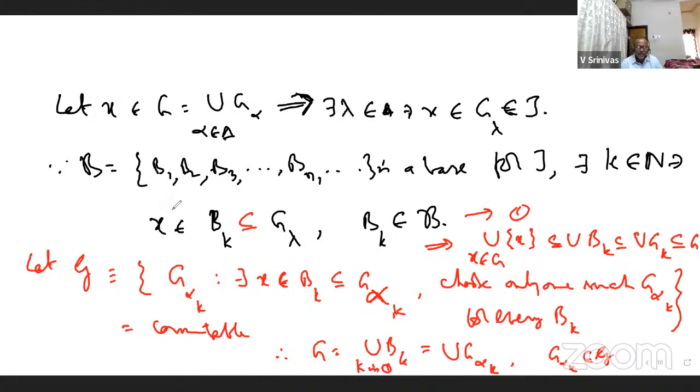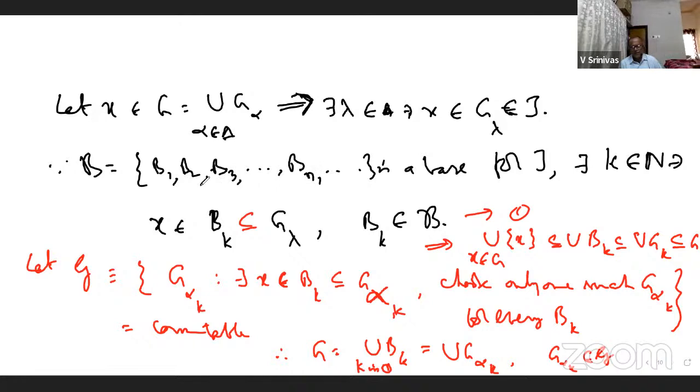As x varies over G, the union of all these singletons x will be contained in the union of BKs, and that will be contained in the union of GKs, and each GK is a subset of G. The union of G lambdas will be contained in G. So because this is G and this is G, G will be equal to the union of BK, equal to the union of G alpha K. I'm changing the name, calling GKs as G alpha Ks. So G alpha Ks are coming from this script G. This script G is countable. So out of this union, we are able to choose countably many G alpha Ks such that their union is again G. That's how the second countability gives us a countable base for the topology X.